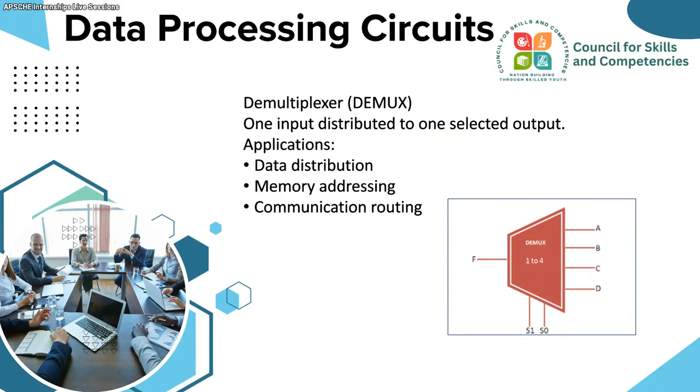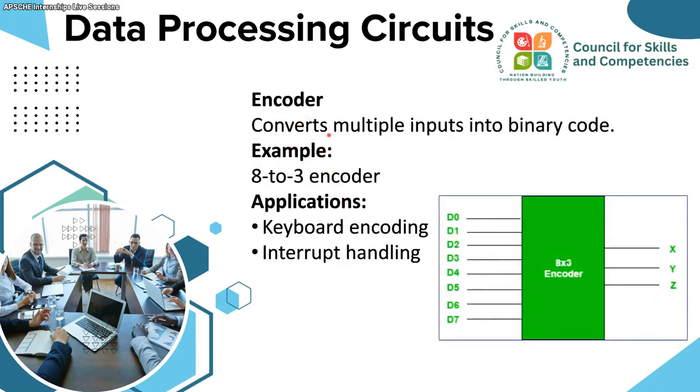Okay, I got the information. Next, encoder. I want to convert this information into small binary codes, multiple inputs into binary codes. So 8 lines are converted into 3 lines. That's it. For keyboard encoding and for interrupt handling, we can use this kind of encoder.